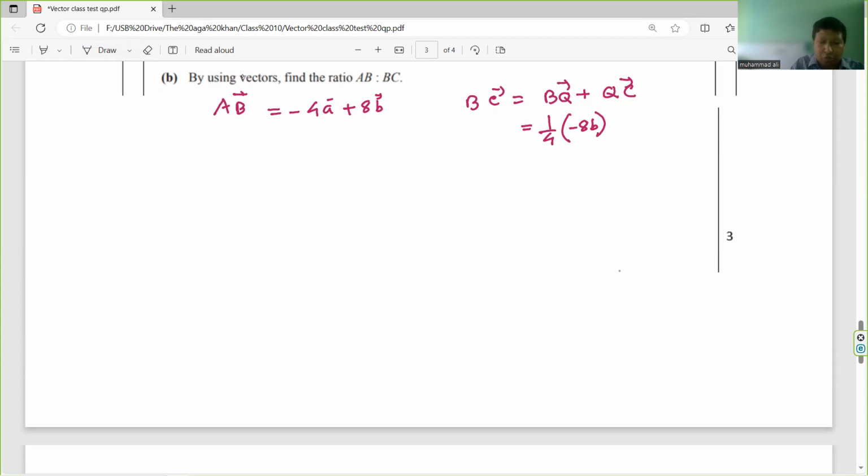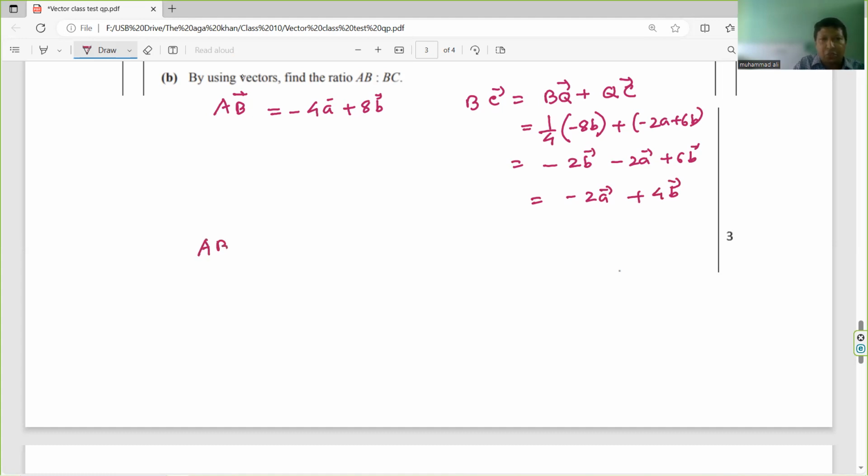Plus OQ equals PQ, so it will be minus 2A plus 6B. So if we simplify, we'll get minus 2B vector, minus 2A vector plus 6B vector. So finally, we get minus 2A vector plus 4B vector. So we get BC vector, we also get AB vector.